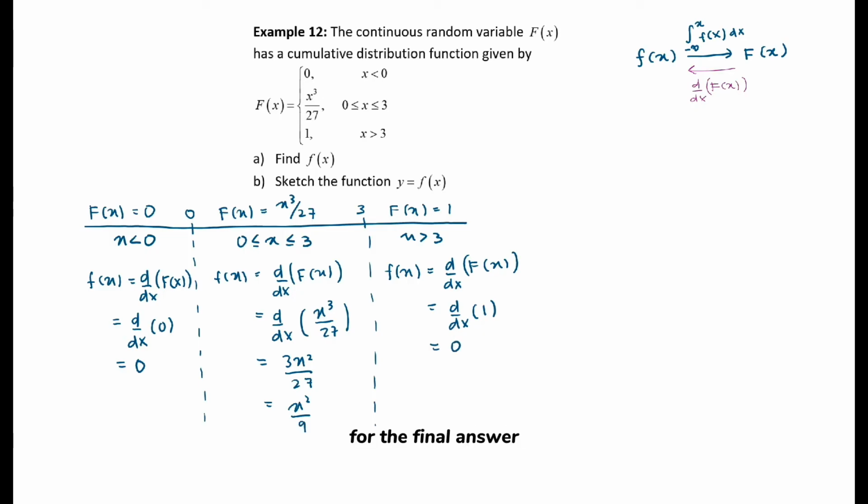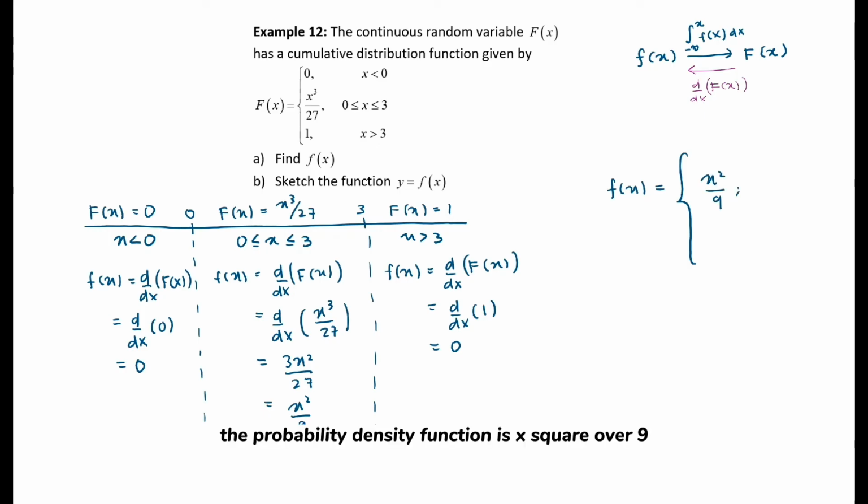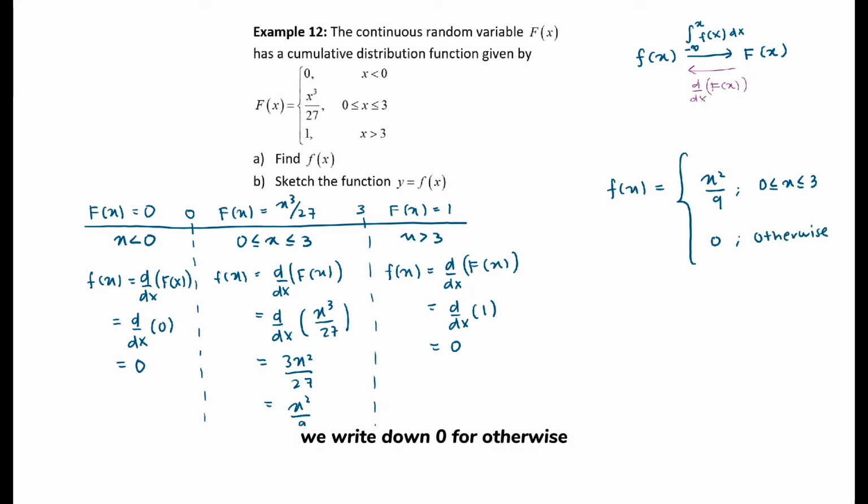For the final answer, you need to write down the probability density function as a piecewise function. For the range x from 0 to 3, the probability density function is x squared over 9. Since the probability density function for the range x less than 0 and x greater than 3 is 0, we write down 0 for otherwise.